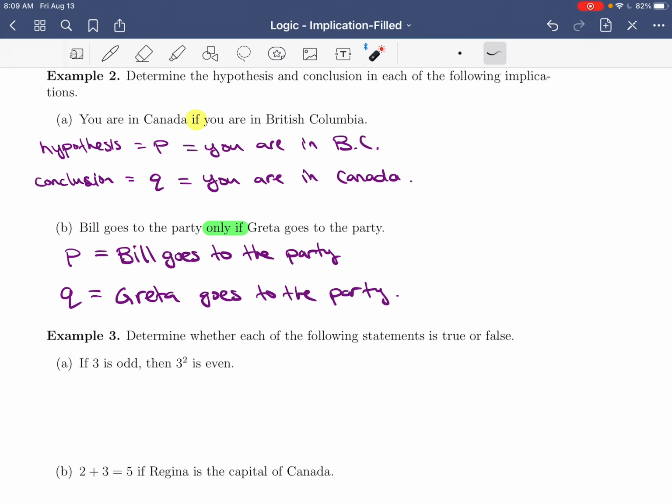So Bill going to the party guarantees that Greta's going to be there, because otherwise he would not have gone. So that means if Bill goes to the party, then Greta must be at the party, because that's the only way that he would have gone. Okay, so that's why Bill going to the party is the premise here.